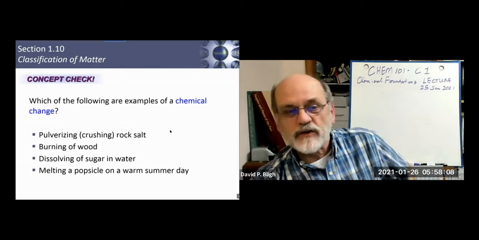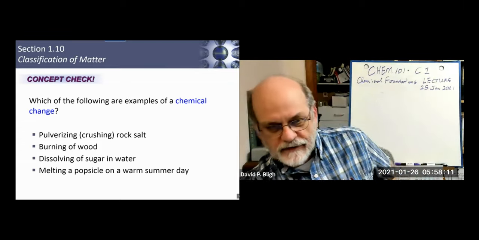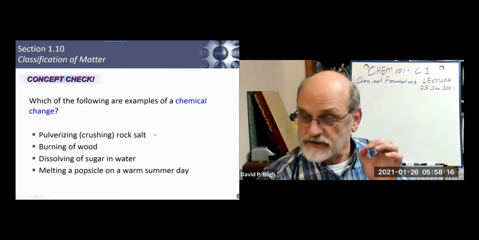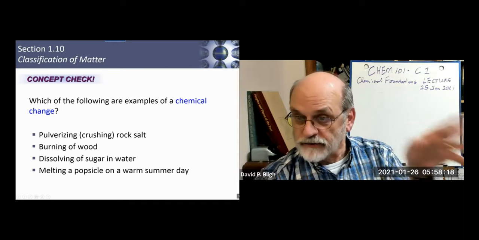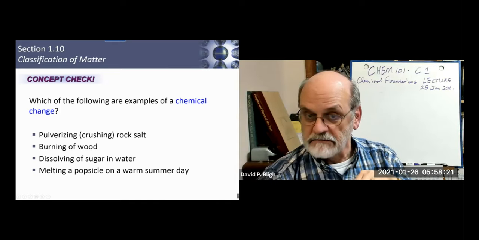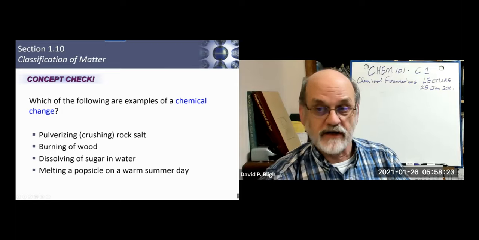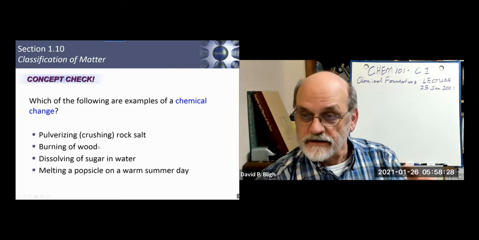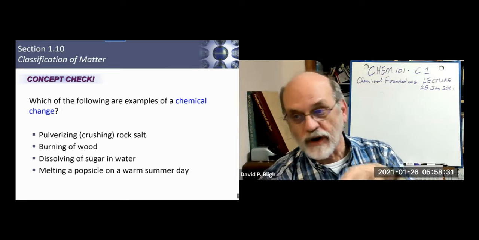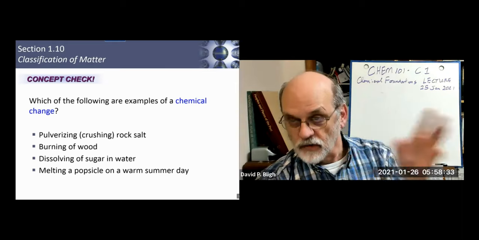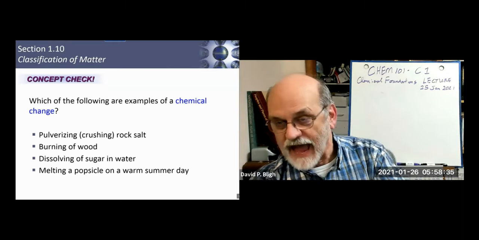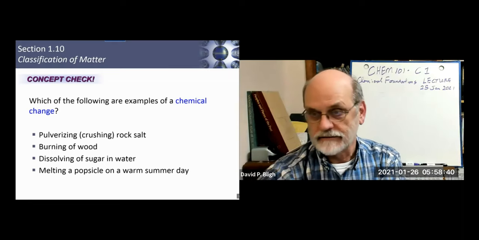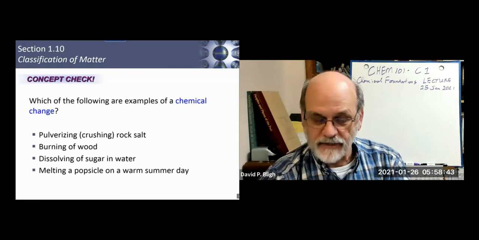So let's see if we can identify which one of these is a chemical change. Pulverizing rock salt. What has happened? Ask yourself, is it still salt before and after the process? That's obviously a physical change then. Burning wood. Is the substance identity different before and after? Yes. Wood is a different substance than the ash and the water and the carbon dioxide that comes out the other end. So that is a chemical change.